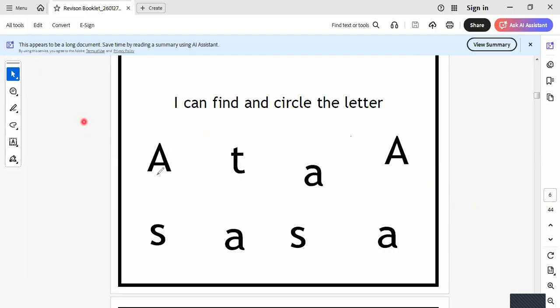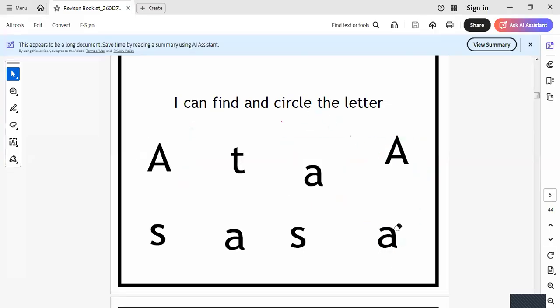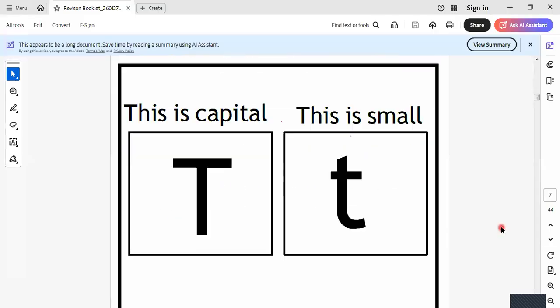Okay, here we say letter A. So in this part we select letter A. Here is capital A. Here we select small a and capital A. Here is letter A. Okay. Last item, we select letter S. In this part we learn letter A, and in this part we select letter S.